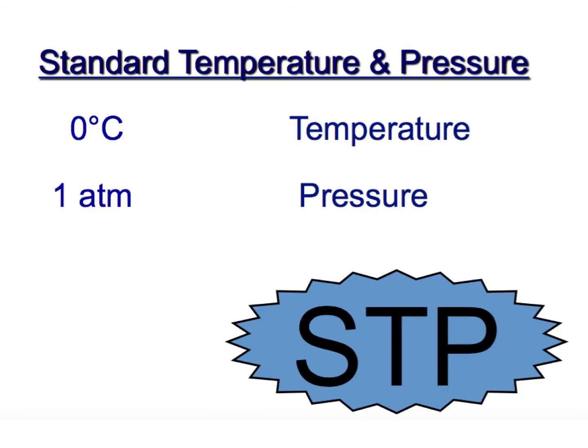Another thing you guys need to be familiar with is standard temperature and pressure. Standard temperature is going to be 0 degrees C and 1 atm of pressure. These values are commonly used in problems, so when you hear that the conditions are at STP, you should know that that refers to 0 degrees C and 1 atm. You will need to memorize these and have them on hand for your problems.